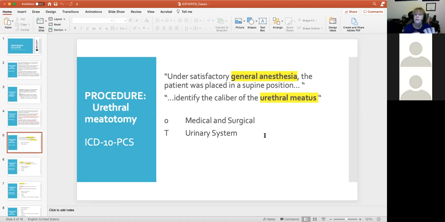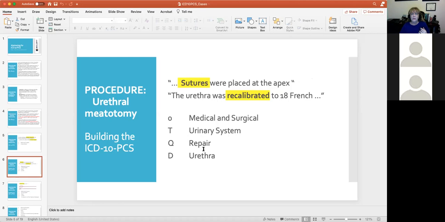So we now have the first 2 of the 7 characters for our PCS code. Med-surg 0, T for urinary system. And that's what we pulled out of the case study to tell us the answers so we would know, right? Okay, so now we have to do the next 2, repair with the root operation term.